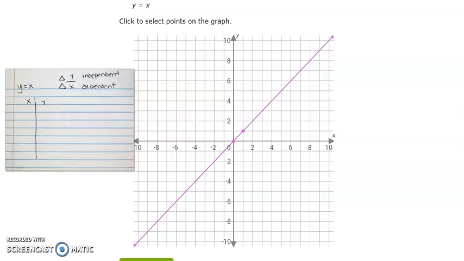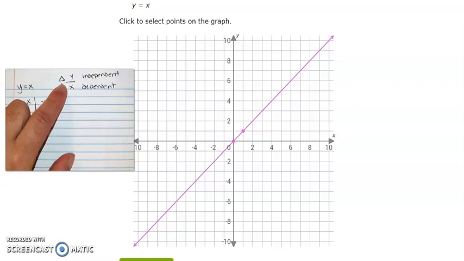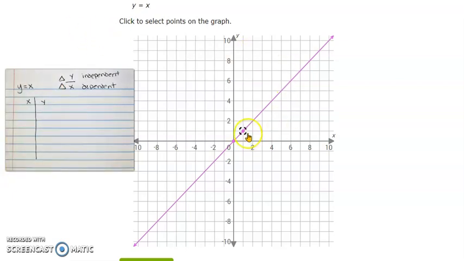Okay, so we have already figured out how to calculate slope on a graph. You would do rise over run. Looking at this graph, we have these 2 points right here, and our slope is 1 over 1, and our slope is 1.